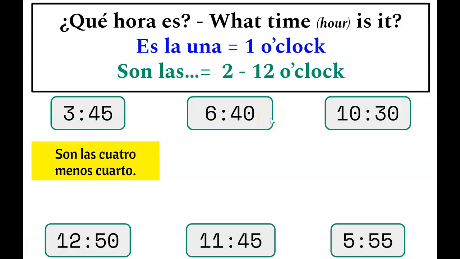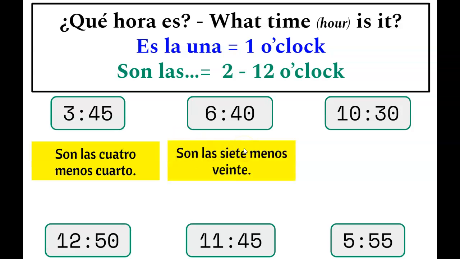Okay, 6:40. How many minutes to get to 7? It is 20 minutes till 7. I'm using the words 20 and 7. It is 20 minutes till 7. So, son las 7. It is 7 minus 20, or 20 minutes till 7.